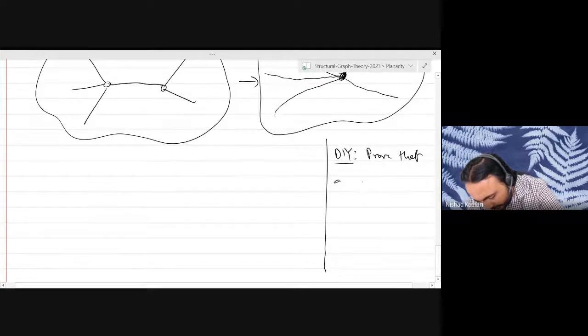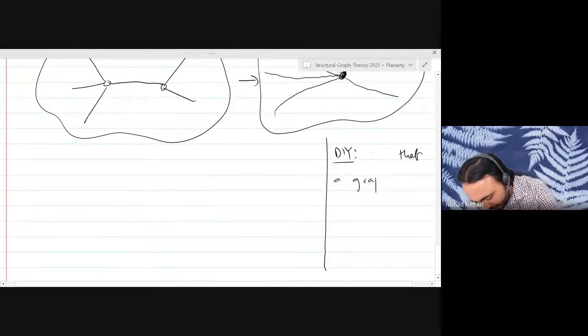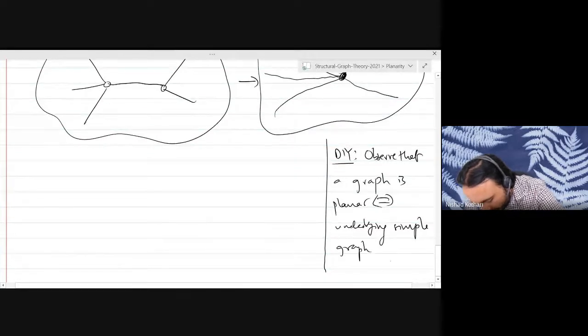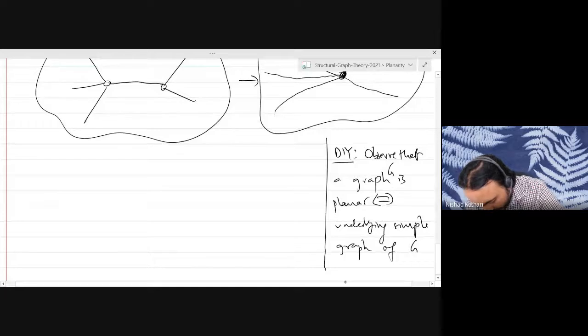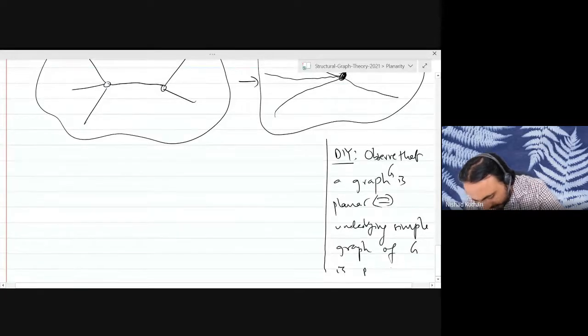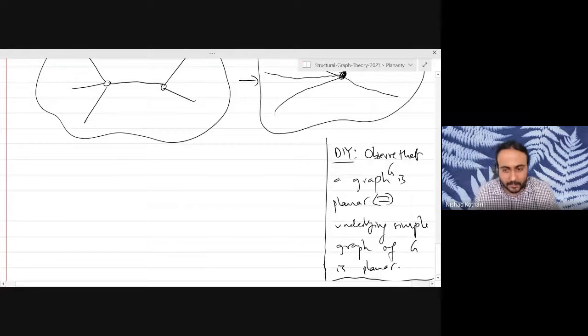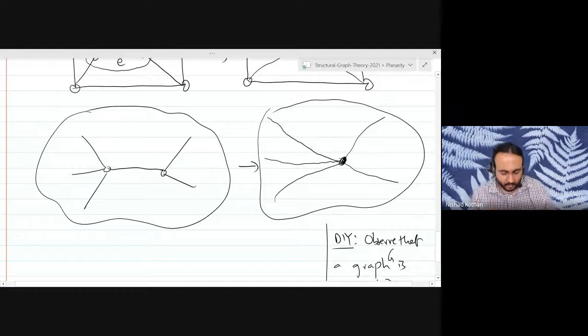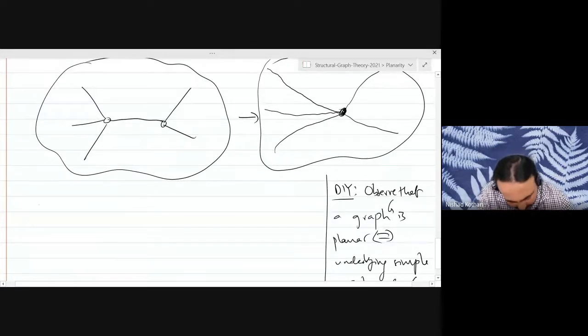Observe that a graph is planar if and only if the underlying simple graph of G is planar. So loops and multiple edges do not affect planarity. That is actually quite easy to see, so I'll let you observe that on your own. But the point I'm trying to make here is that contracting an edge preserves planarity.